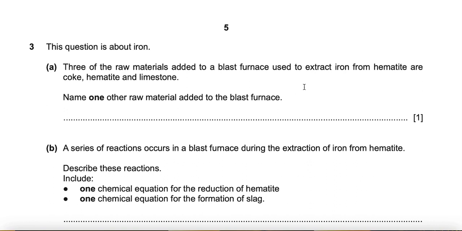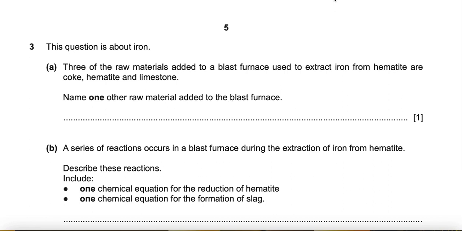This question is about iron. 3 of the raw materials added to a blast furnace used to extract iron from hematite are coke, hematite, and limestone. Name one other raw material added to the blast furnace.